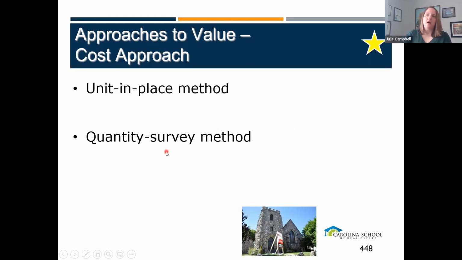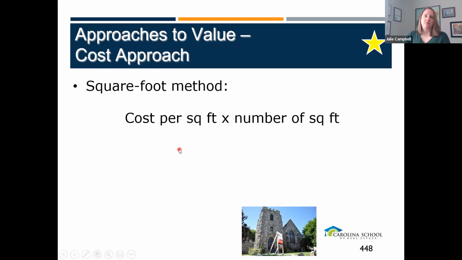This is the most common method. Just to mention, when the appraiser is trying to put cost, replacement cost, they could also look at unit in place. Unit in place is a construction cost per unit of measure. How much does each unit cost when you take into account material, labor, overhead? Unit per measure. And then the quantity survey method. How much do the raw materials cost to build this structure? Again, the most popular for appraisers is the square foot method.